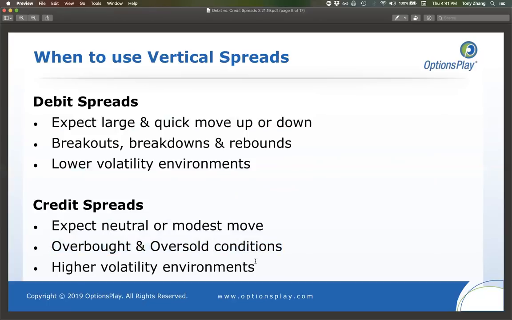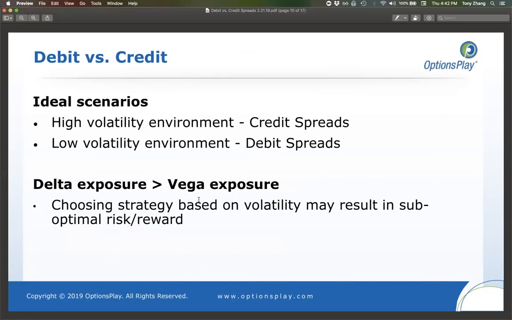And yes, credit spreads are more ideal or will give you better results in a higher volatility environment, but I do want to point out that when you are in a lower volatility environment, that does not mean that you can't trade credit spreads. So keep that in mind as we move on to the next slide, because what I really want to talk about is the difference between debit versus credit spreads when it comes to volatility environments. And then what I want to do is show you some charts to give you a better visual understanding as to when it's best to trade debit versus credit spreads.